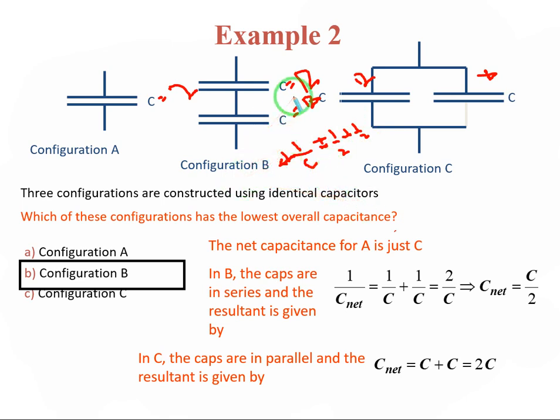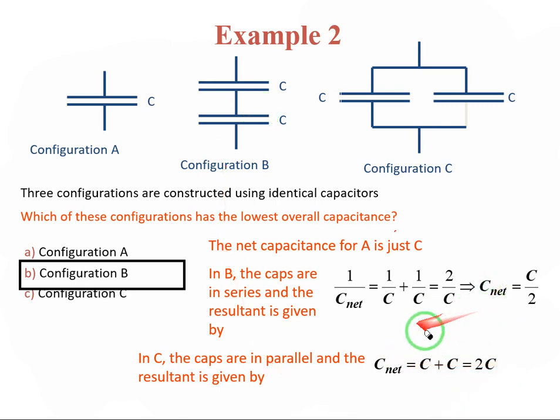According to this, you just put in the values. So which of these configurations has the lowest overall capacitance? According to the formula, in a series combination we have 1 over C, so the C value is going to be divided. When 1 is divided by a greater value, the capacitance is going to be reduced. So it means configuration B, because in series the capacitance of the circuit is reduced. This is the formula, you can use it and see how configuration B is correct.